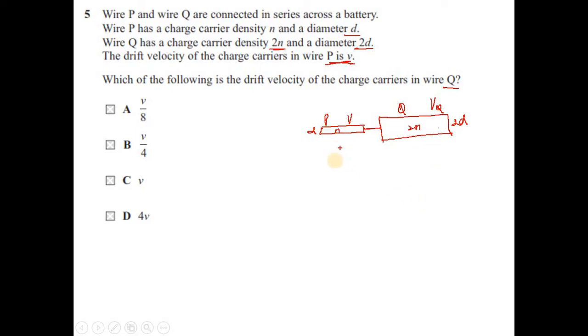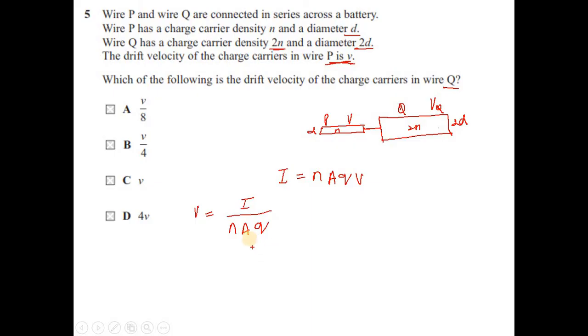Now if you see the relation, you have the equation I is equal to nAqv, where v is the drift velocity. So you rearrange this equation for the drift velocity: v is equal to I upon nAq.